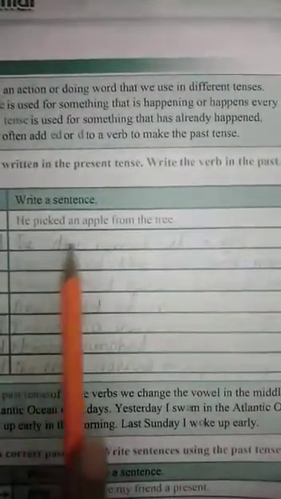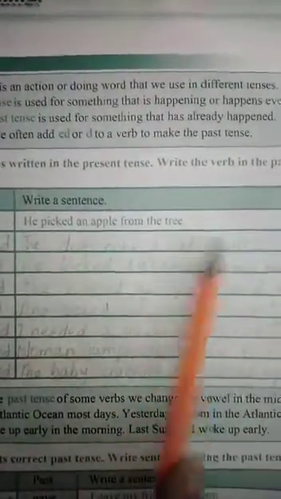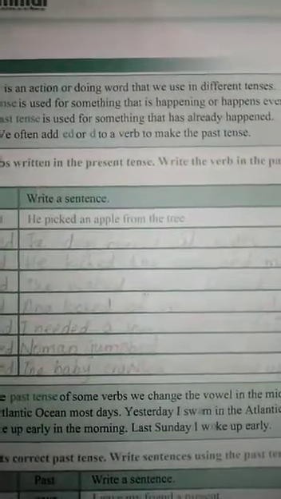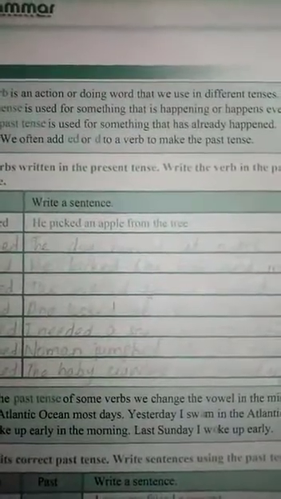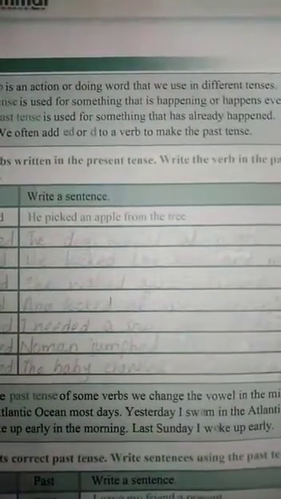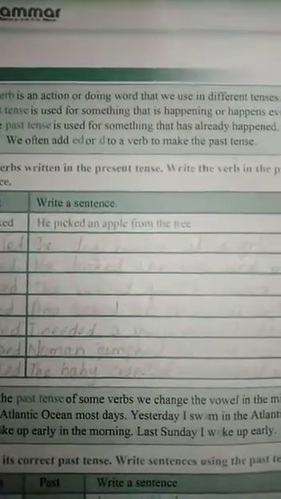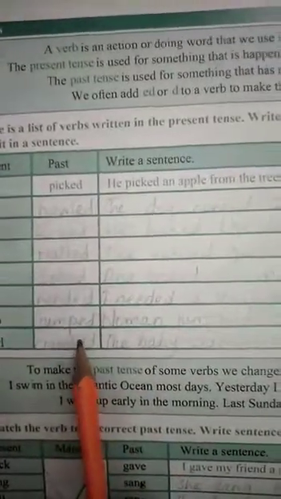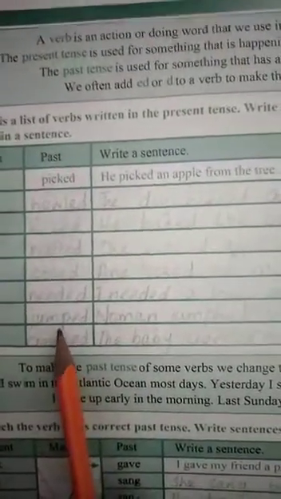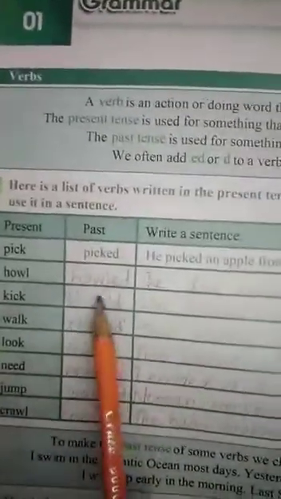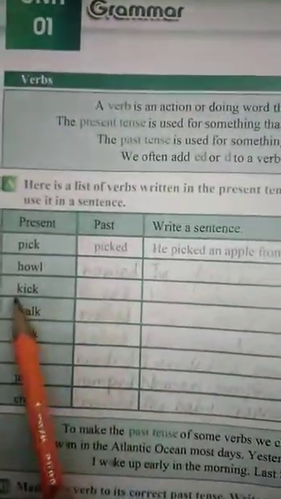Okay? The dogs howled at night. Or for example, our neighbor's dog howled last night. And the other sentence can be, the audience howled with laughter. Or the child howled with fear after he saw a big dog. So this is about the sentences of howl. Now look at the third one.